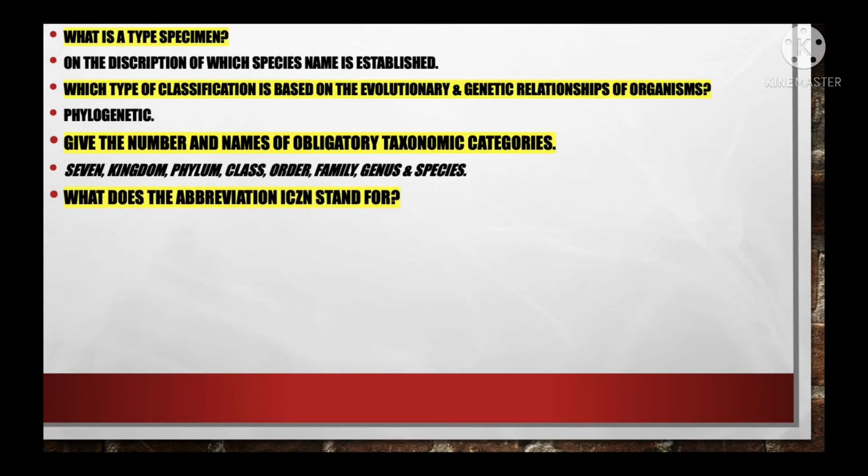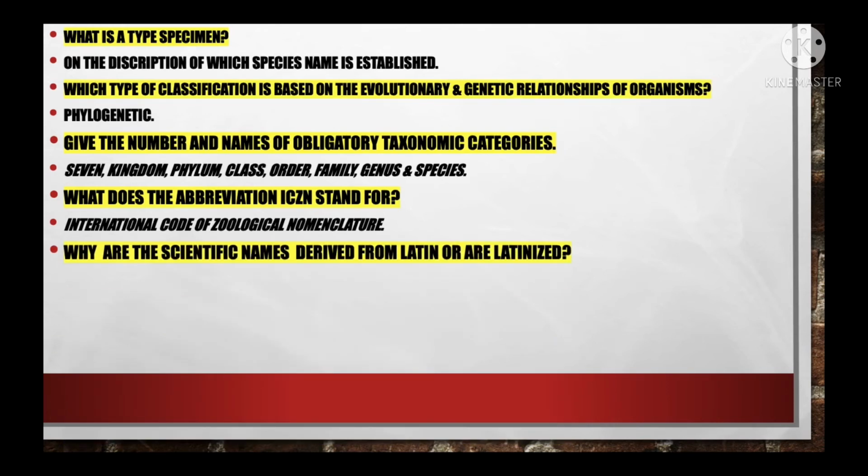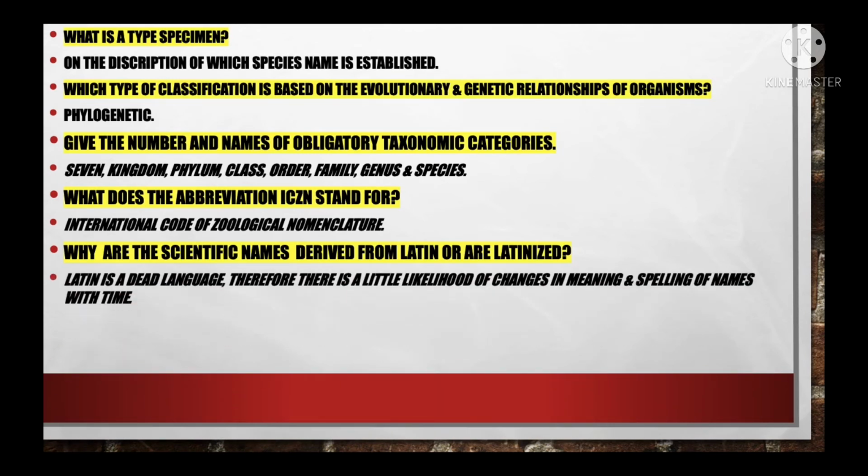What does the abbreviation ICZN stand for? ICZN stands for International Code of Zoological Nomenclature. Why are the scientific names derived from Latin or are Latinized? Because Latin is a dead language. Therefore, there is little likelihood of changes in meaning and spelling of names with time.